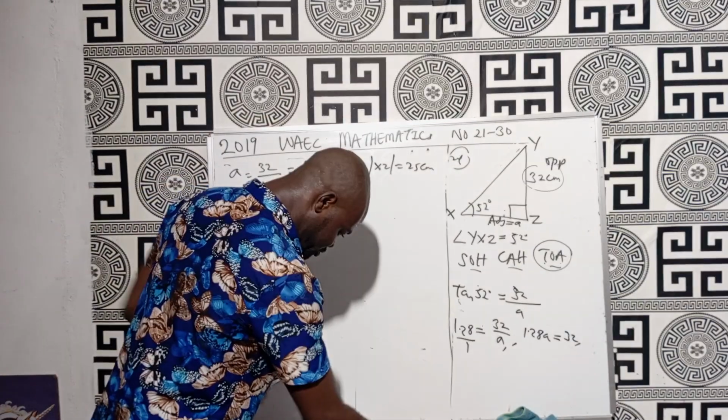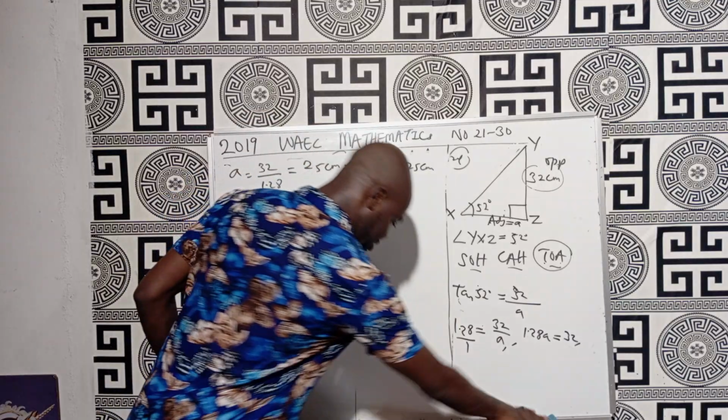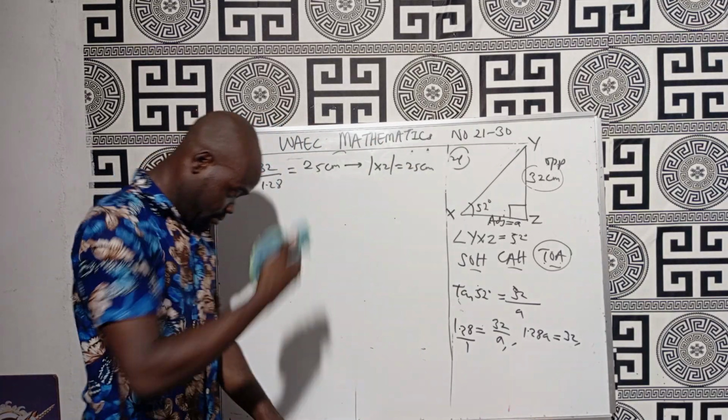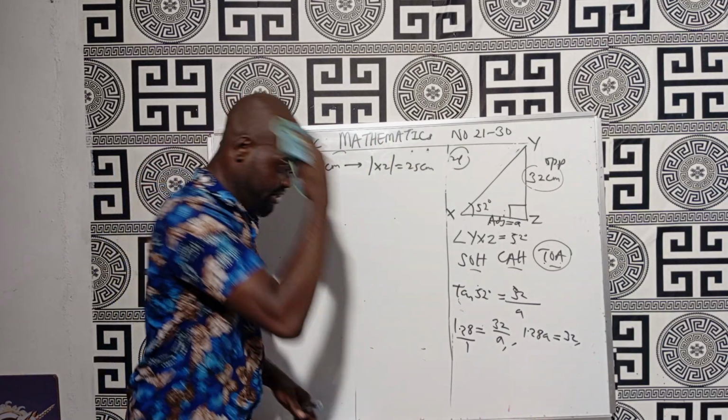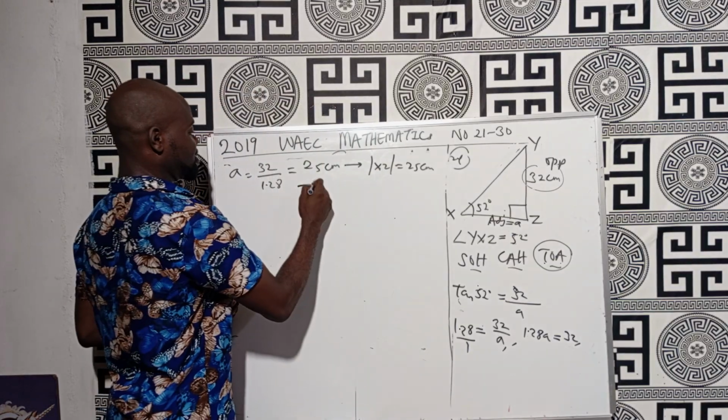You can see, so that's option what? We have option B. So that's the answer to that.